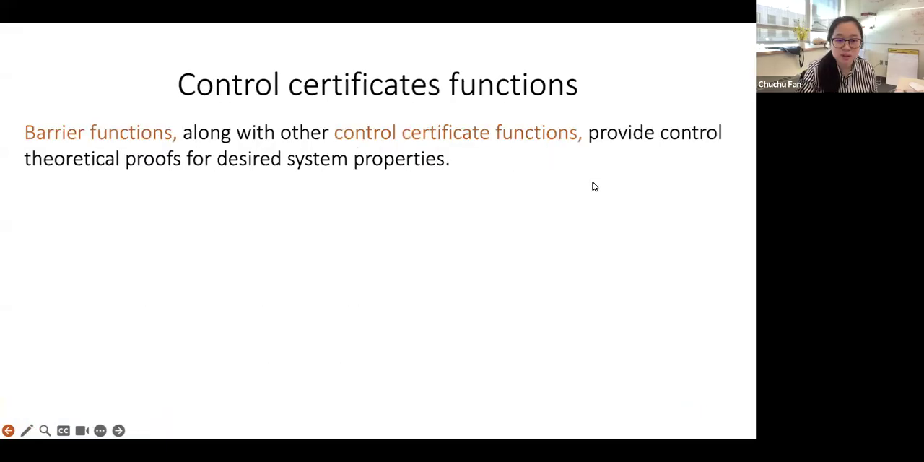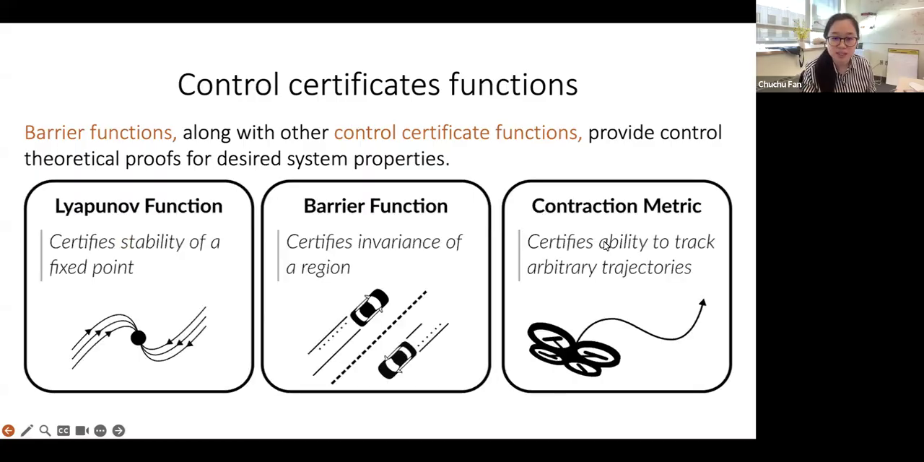And so, what are barrier functions? Just in case you have never heard about it, I plan to give a very short introduction of barrier functions and why it is a very powerful tool, along with many other control certificate functions, to help us construct control theoretical proofs for some system properties such as stability, safety, and being able to track some dynamic behaviors.